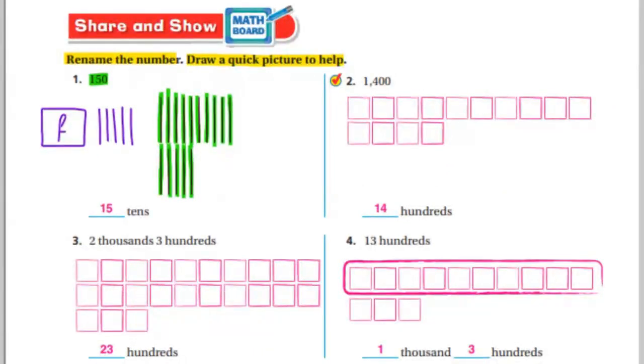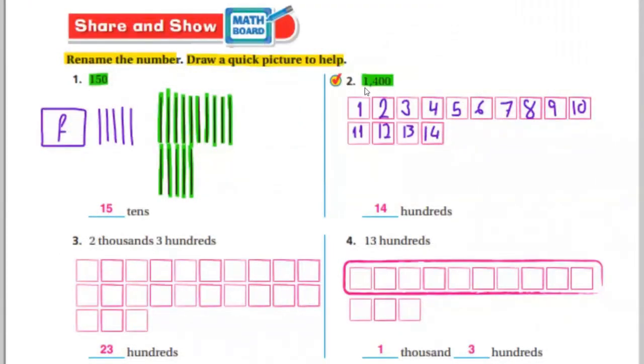Okay, let's move to the next number. Number 2, we have here 1,400. We can read it in 2 ways, 1,400 or 1400s. If you read this number as 1400s, you can use 14 flats to model or rename it. Here, how many flats do we have? Let's count: 1, 2, 3, 4, 5, 6, 7, 8, 9, 10, 11, 12, 13, and 14. So we can model it with 14 flats.